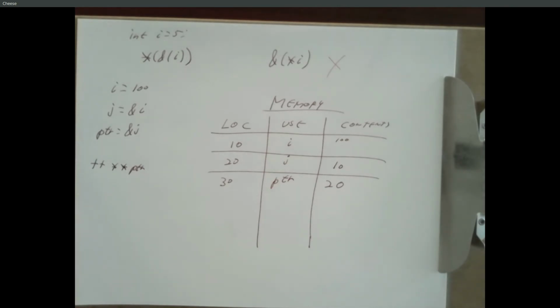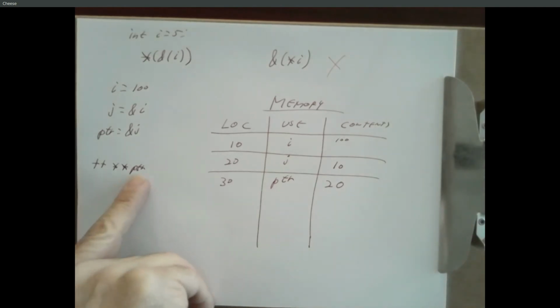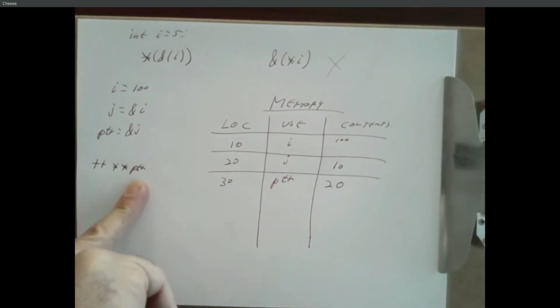It's a weird one, right? What's plus plus, anyway? Plus plus is an increment. Close. So I've got two stars in front of PTR. Would it increase 30 to 31? Also close.